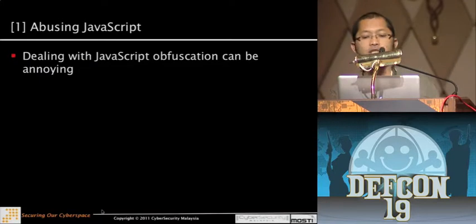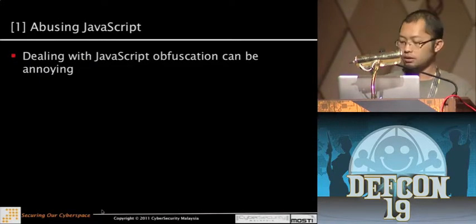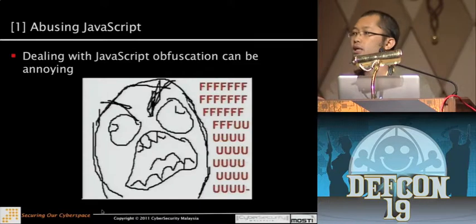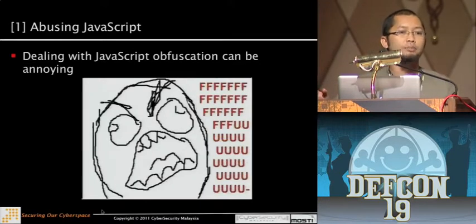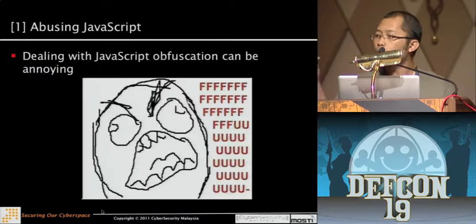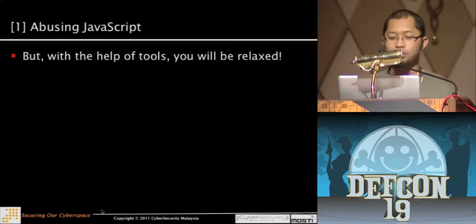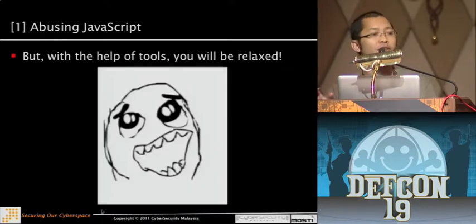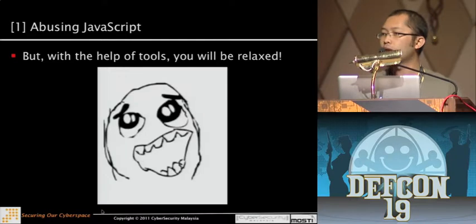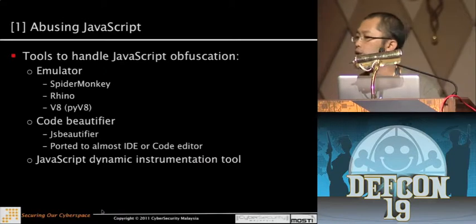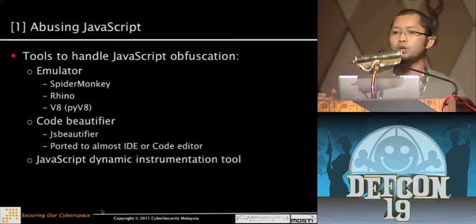And then dealing with JavaScript obfuscation can be annoying, because there are many ways people can fool you with JavaScript. Like I said previously, JavaScript obfuscation involves creativity. So if the bad guy is more creative than the analyst, you always end up frustrated. But I believe with the help of tools, you will be more relaxed, because there are tools to help you automate or make your analysis easier. For example, to run the JavaScript, you need some sort of emulator for that.